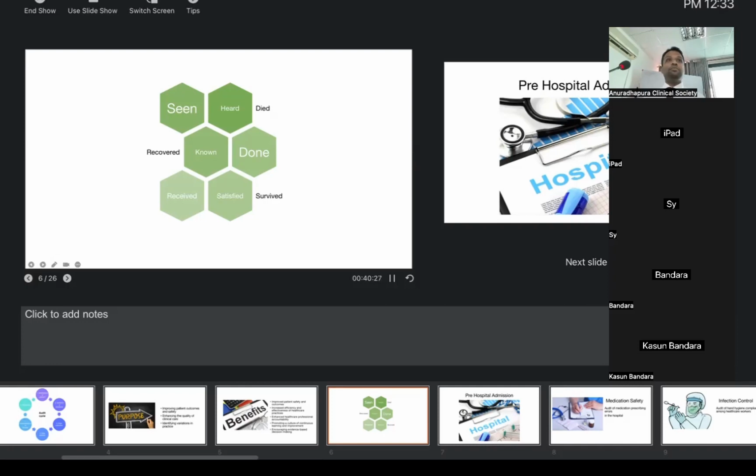But there are so many financial aspects as well. So we can discuss about that as well, whether we are printing or not. For the researchers, the soft copy is enough.